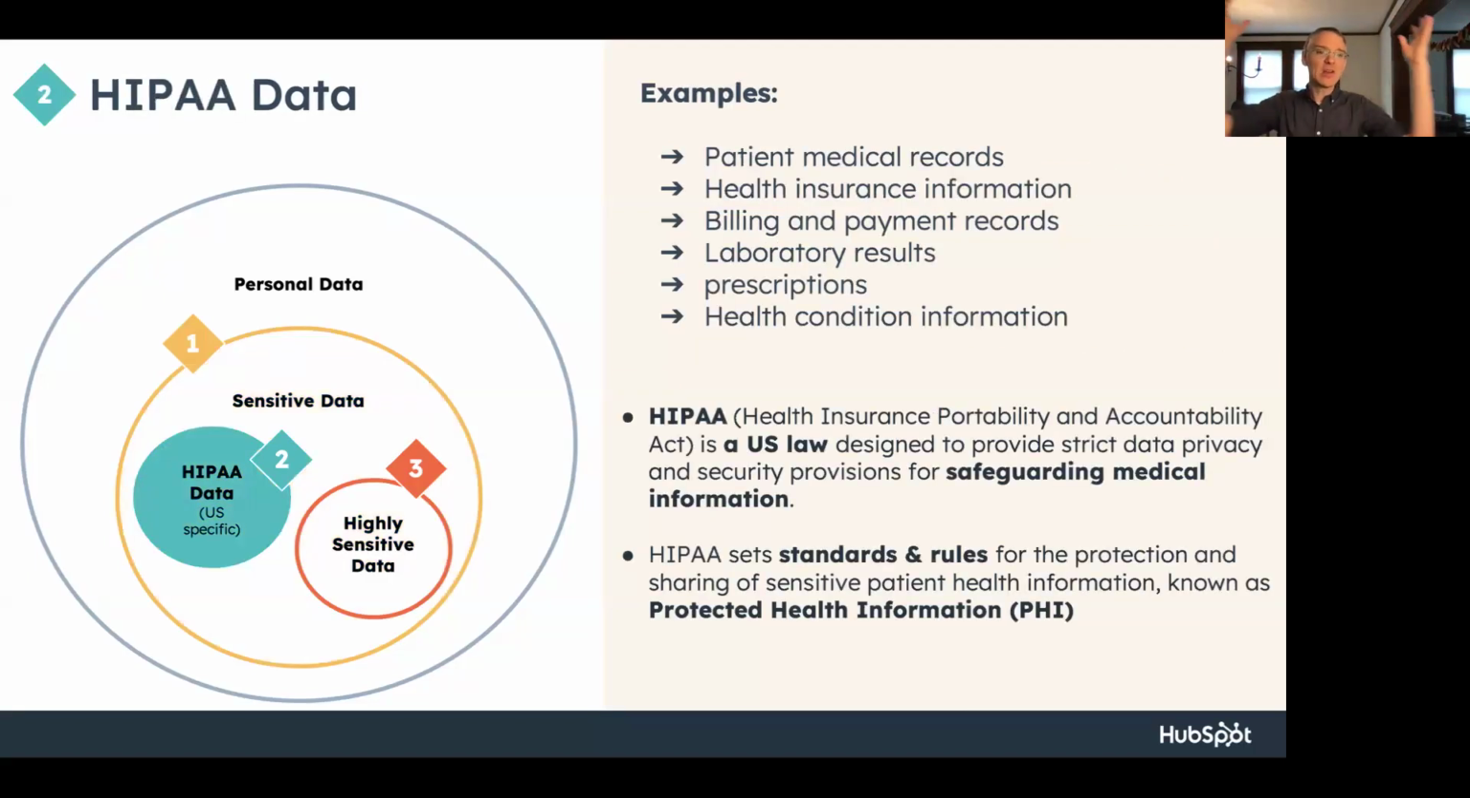Then above that, or within it, if you're looking at these Venn diagrams here, is health data. If you are in the United States and you're storing health data, you need to be compliant with HIPAA. It's a US-based law. And as part of that, there are certain things HubSpot needs to do in the way we store this information.